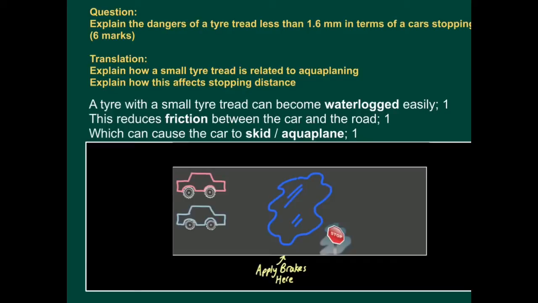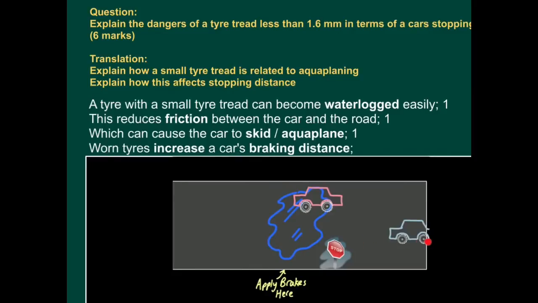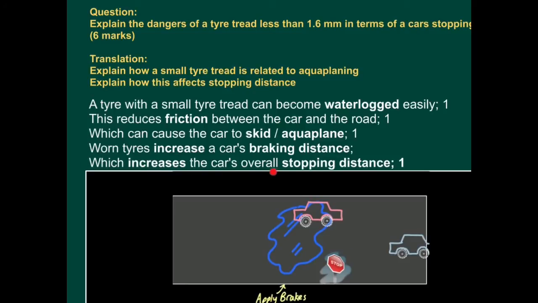So you can see that here, they're moving, and what happens is we apply the brakes now, but the car with a low tyre tread continues to skid and move past where it should have stopped. So the braking distance has increased, so worn tyres increase a car's braking distance, which of course will increase the car's overall stopping distance, because thinking plus braking distance equals stopping distance. If you increase the braking distance, then you increase the overall stopping distance of the car.